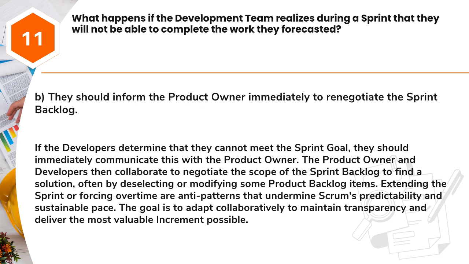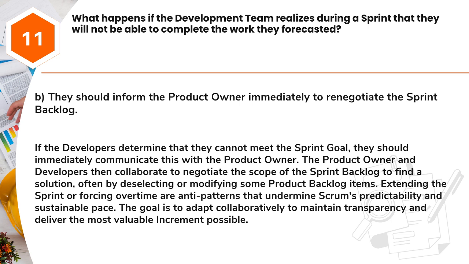Answer: B. They should inform the product owner immediately to renegotiate the sprint backlog. If the developers determine that they cannot meet the sprint goal, they should immediately communicate this with the product owner. The product owner and developers then collaborate to negotiate the scope of the sprint backlog to find a solution, often by deselecting or modifying some product backlog items.